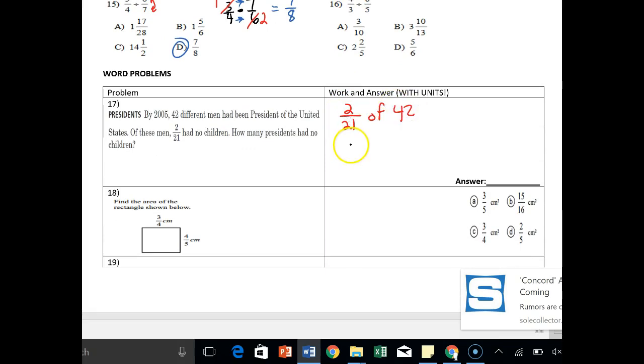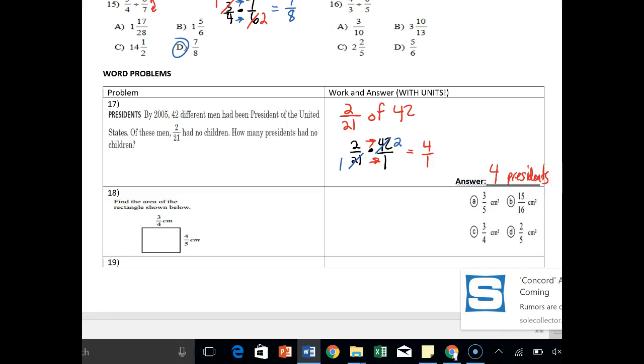So this is a multiplication problem, right? 2 out of 21, how do I change a whole number into a fraction? Just put it over 1. And now I ask myself, all right, is there anything in common? Actually, yes, there is. 42 and 21 both have 21 in common, so that's a tricky one. But then when I multiply straight across, I get 4 over 1. So that means 4 presidents had no children whatsoever.